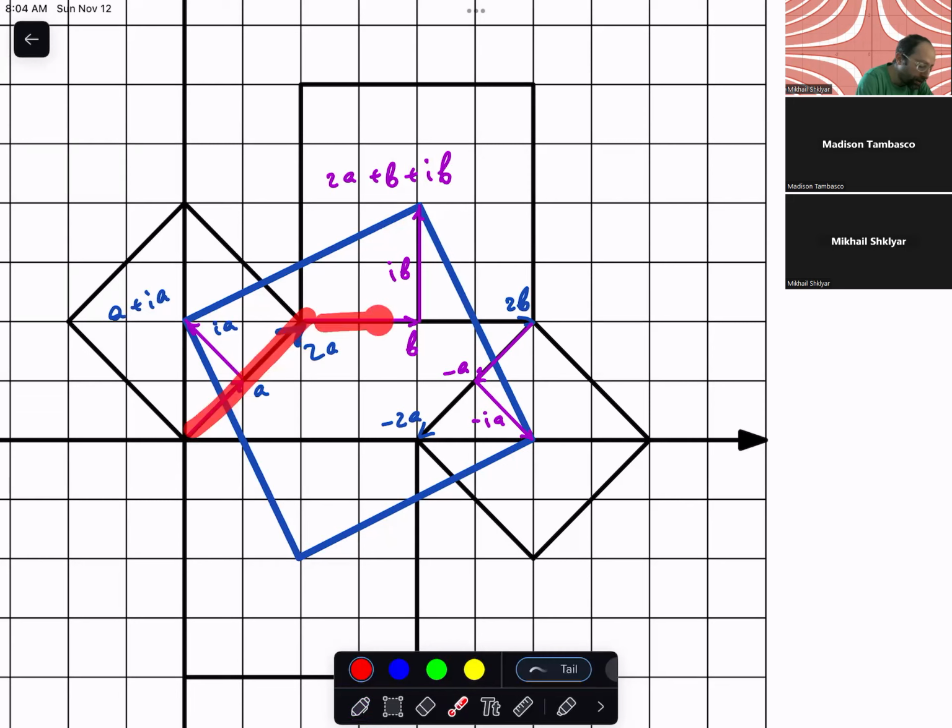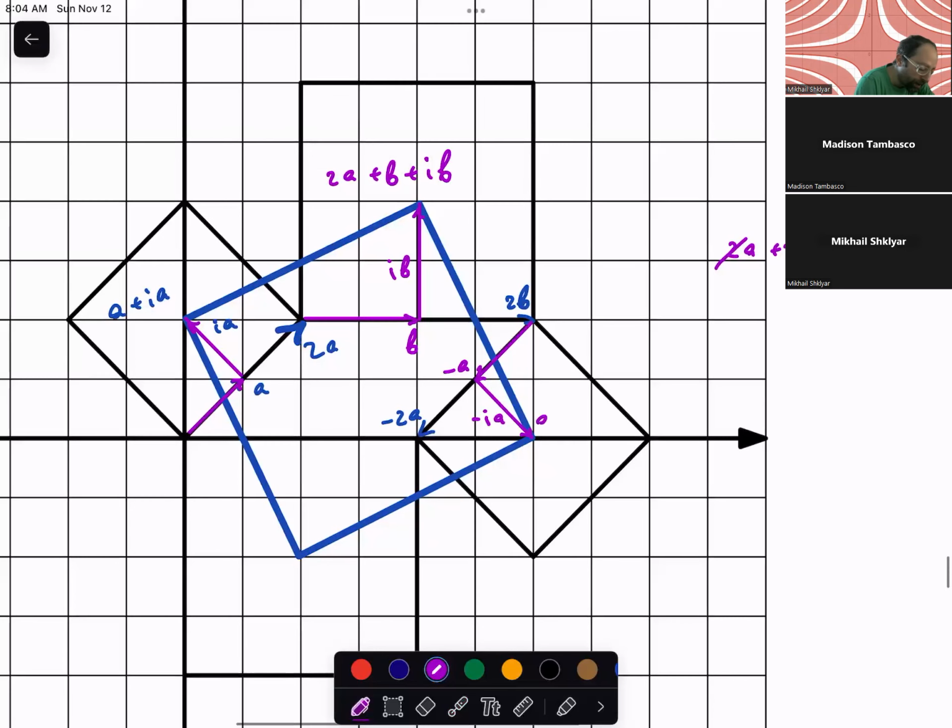Okay, so now this is a long path. So I go this way, then this way, then this way, and then this way. And that brings me to the center of my third square. So it's going to be 2a plus 2b minus a and minus ia, right? So if I simplify, these two cancel. So it's going to be a plus 2b minus ia.